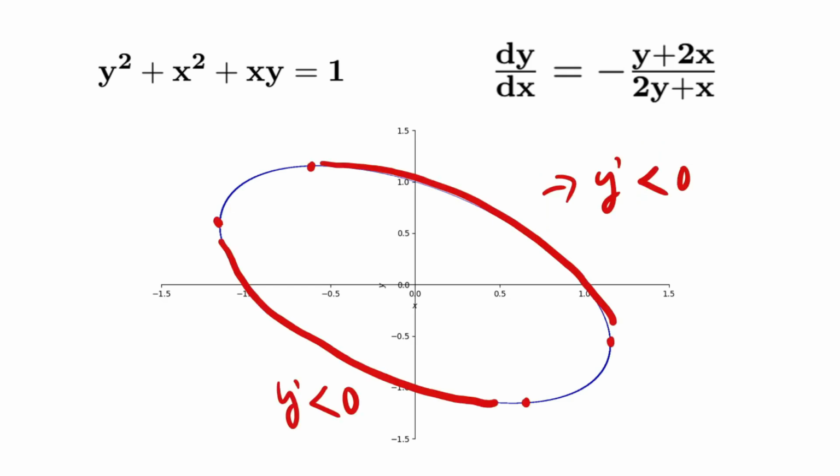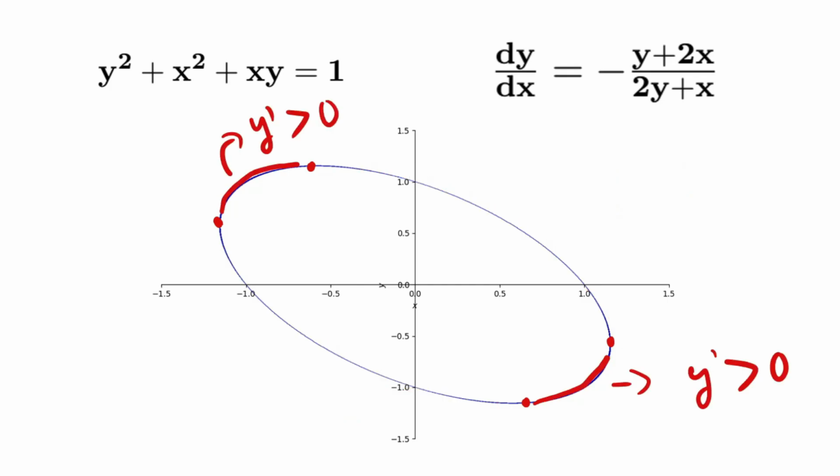And in this region, y prime is going to be negative. And you can see that from the graph, right? The graph is sloping downwards. And also in this region, the region highlighted by the red color, you can check for yourself that y prime is going to be positive.